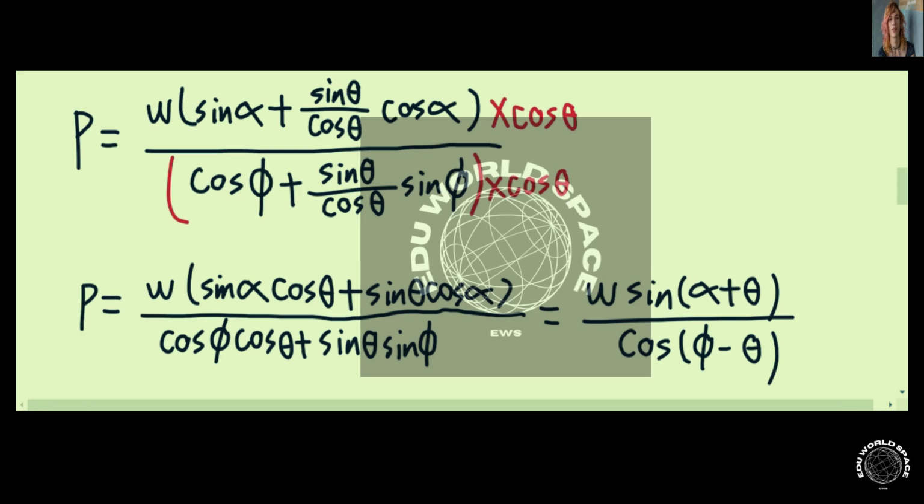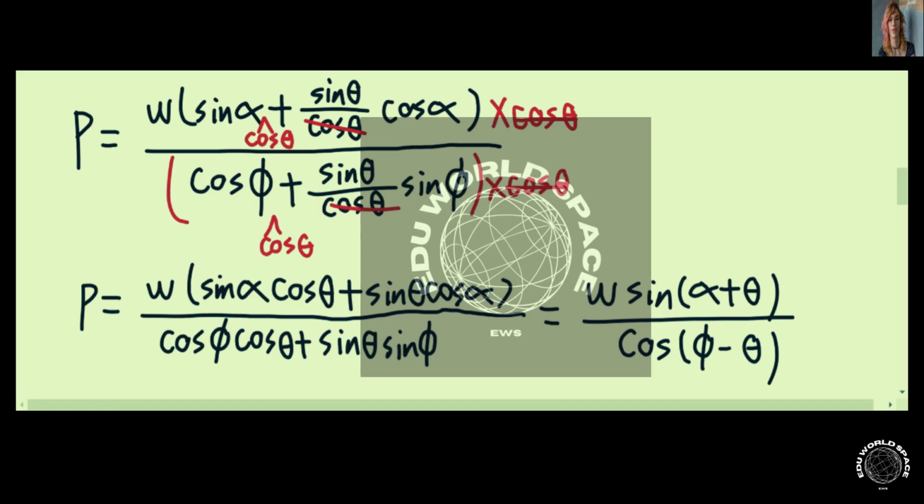Since if we multiply by cosine theta here, cosine theta here and cosine theta here will be cancelled out. And here will be multiplied by cosine theta, and same for here.